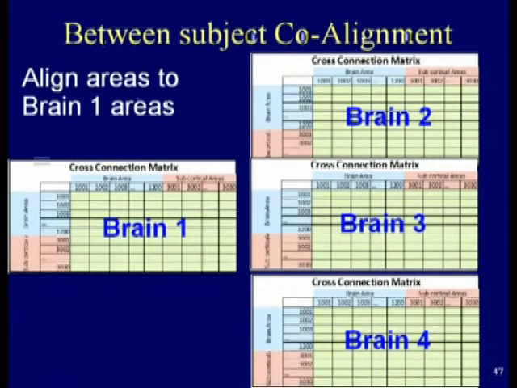When we go to the between subject alignment, we provide you brain 1 and some labels, at least key areas on brain 1 based on the functional data. Your task will be to provide similar matrices on the rest of the subjects, plus to provide a more elaborated version on brain 1, and to put them in register so that we can look at the correlations across the brains of the individuals within the competition.